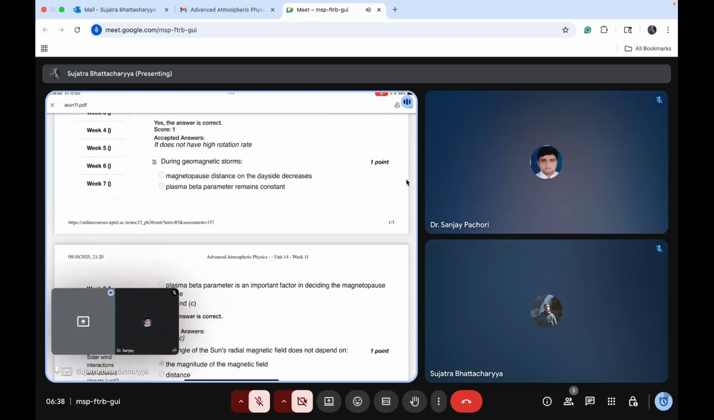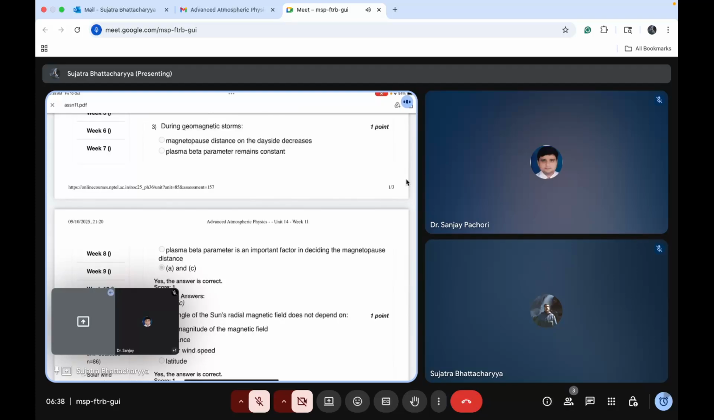Plasma beta parameter I had discussed in the last session, but I couldn't find much on it. It is an important factor in deciding the magnetopause distance.